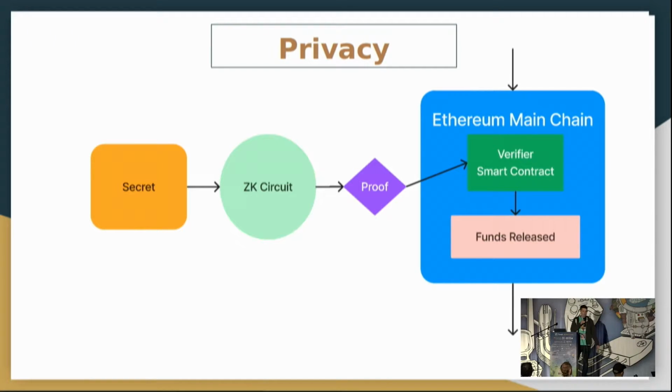Moving to privacy. Obviously, as a data scientist, we can find a lot of stuff on chain if you know the addresses. So we need to have privacy before we can really move to mainstream. The way you would utilize zero-knowledge proofs to provide privacy on chain is you would have a secret, put that into the zero-knowledge circuit, and then the proof that came from there would be put on chain in the verifier smart contract, which then would release funds in circumstances like Tornado Cash.